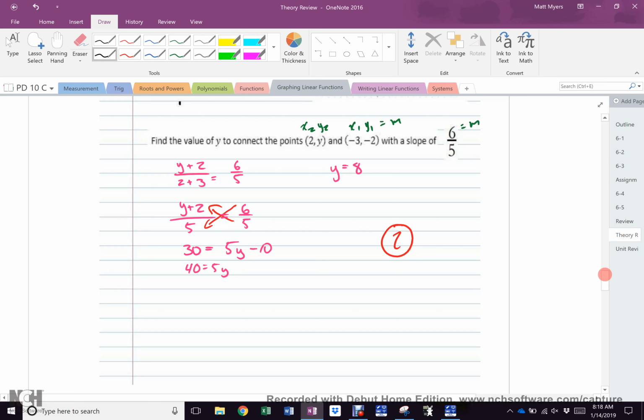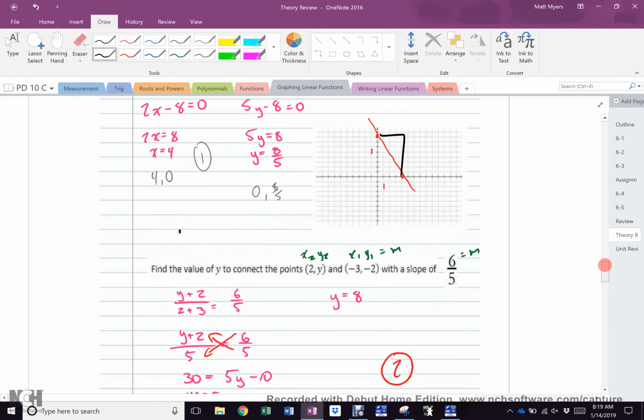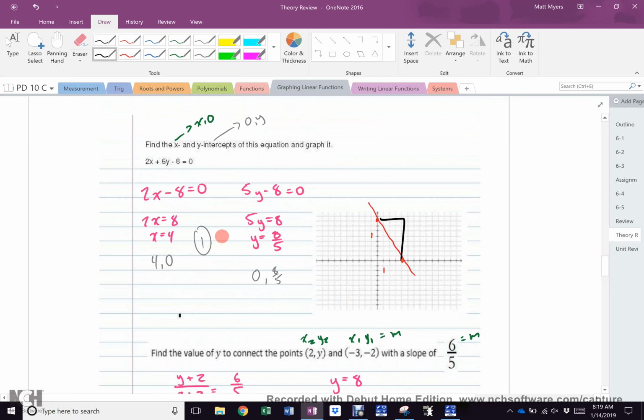The answer is 8. Those were each out of 2. By the way, you got 1 for the graph there and 1 for the work.